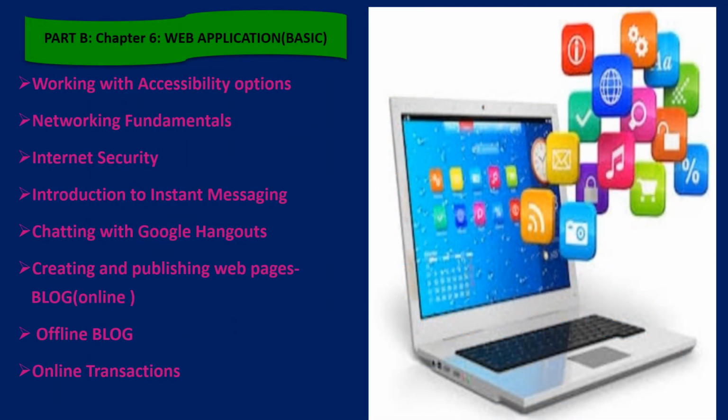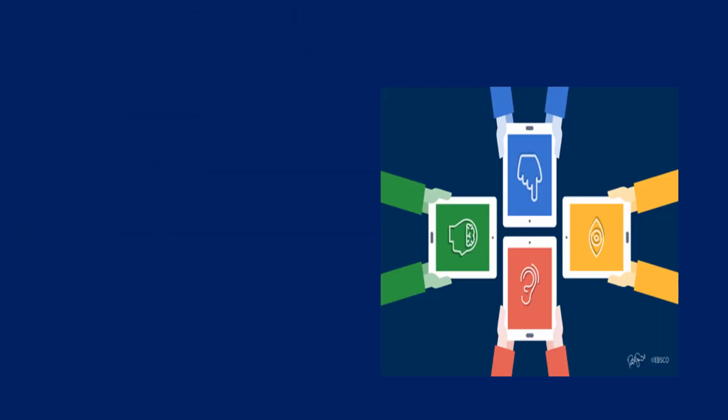Students, these are the topics covered in Chapter 6. In this video, we are going to discuss working with accessibility options. Next one is networking fundamentals and internet security. Now we are going to see the topic working with accessibility options.